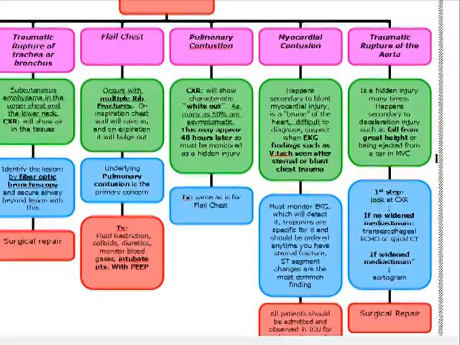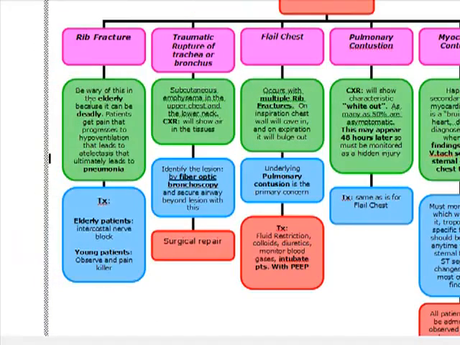Okay, so I think we got these down. Rib fracture, remember, look out for the elderly. Elderly patients, we're going to do intercostal nerve block. And the young patients, we're just doing observation and analgesia. Traumatic rupture of the airway, we're going to look for the pneumomediastinum on chest x-ray. We're going to identify with fiber optic bronchoscopy and surgical repair.